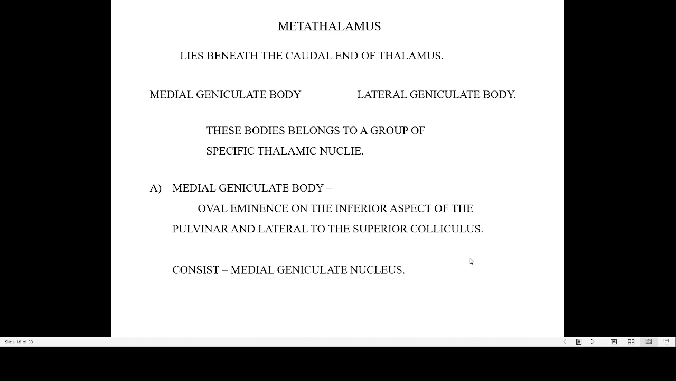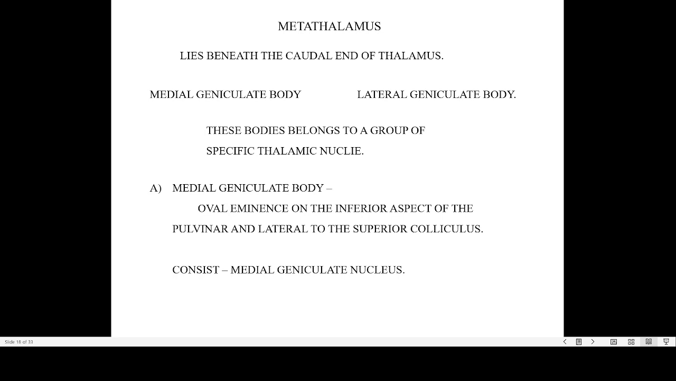The metathalamus is also a subdivision of the thalamus. It is a diencephalon subdivision that lies beneath the caudal end of the thalamus. It has two nuclei: one is the medial geniculate body and the other is the lateral geniculate body.